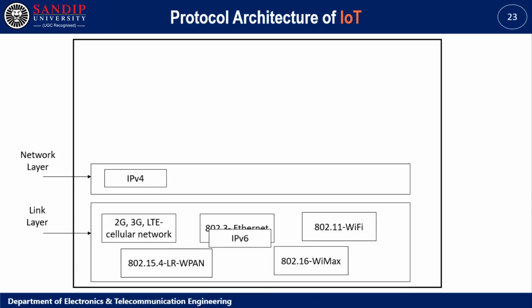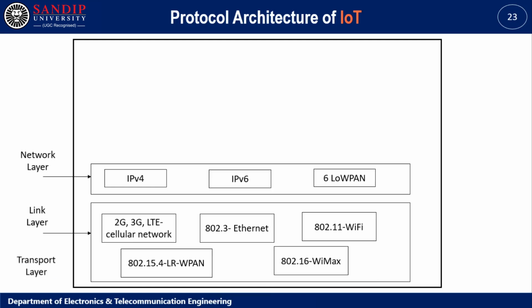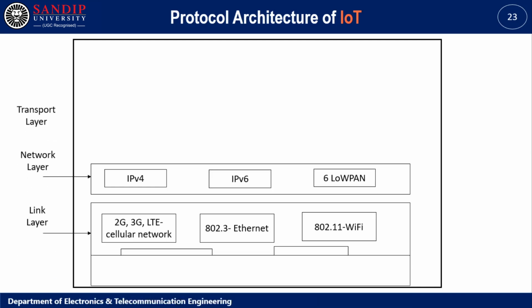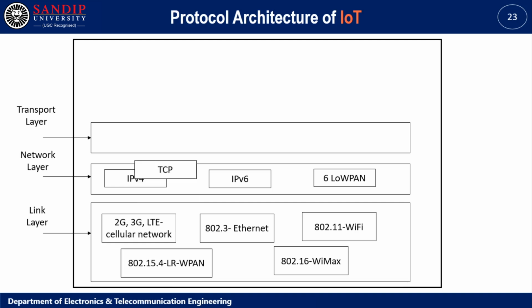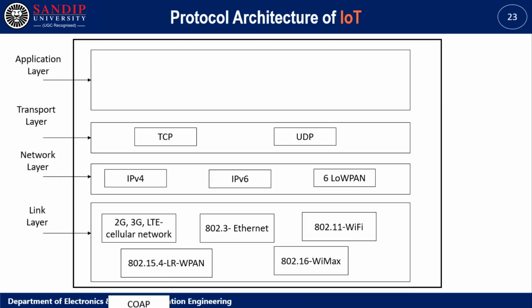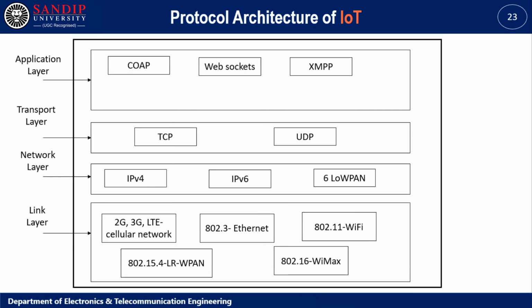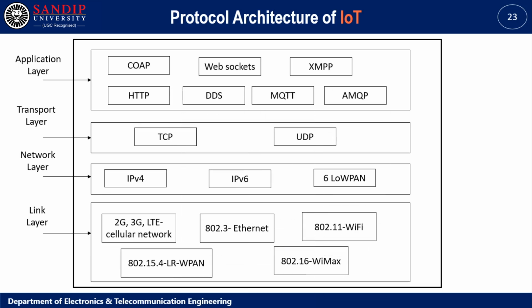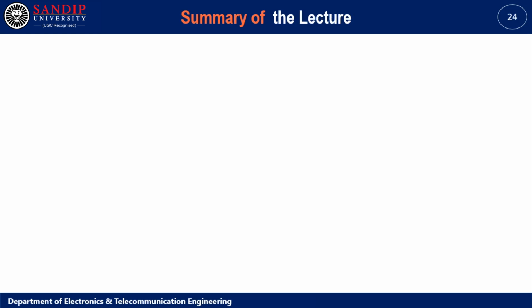Next is the network layer. It is IPv4, IPv6, 6LoWPAN. Next is the transport layer. It is TCP and UDP. Application layer protocols: CoAP, WebSockets, XMPP, HTTP, DDS, MQTT, AMQP.